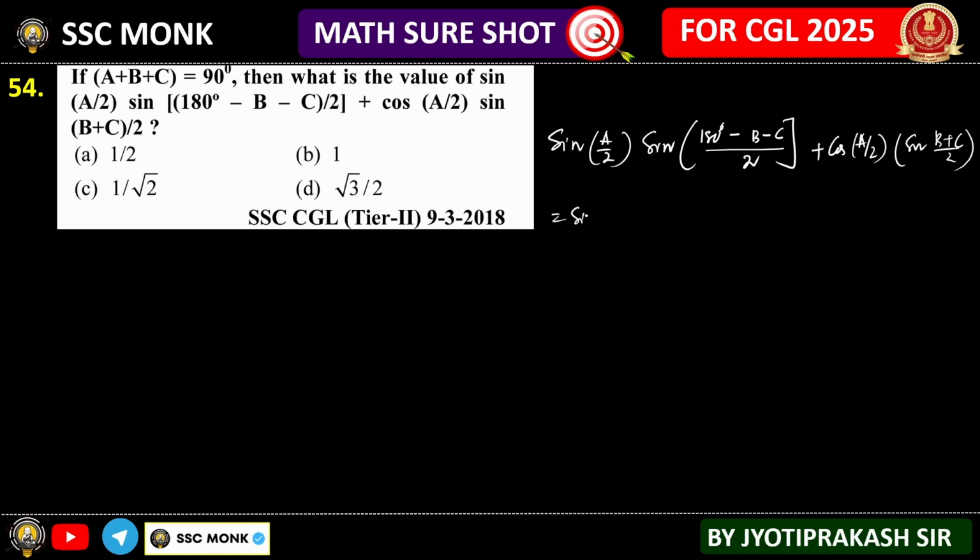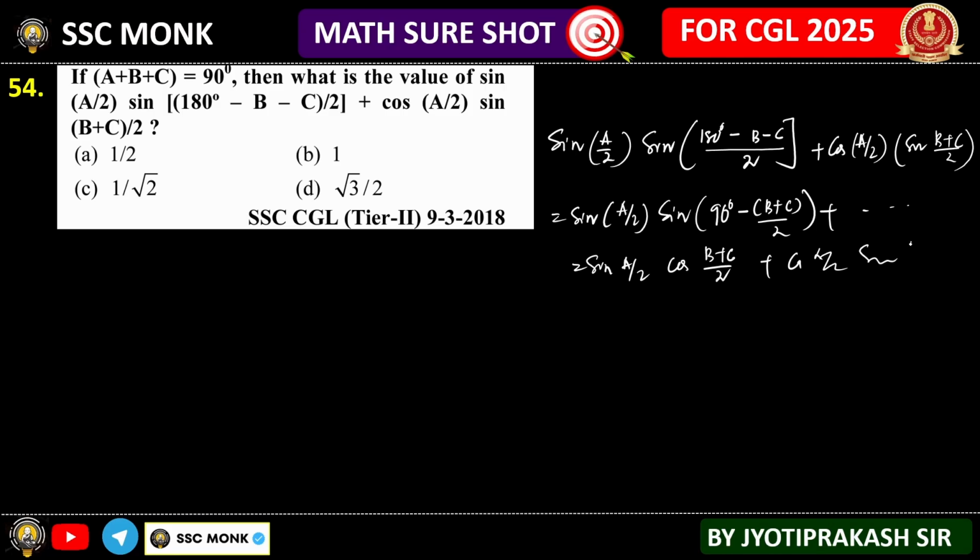Yes. Now I can write sine A by 2 into sine of 90 degree minus, I can write this as B plus C by 2, plus same thing. Here I can write sine A by 2 into sine 90 degree minus this. That means cos B plus C by 2 plus cos A by 2 sine B plus C by 2.